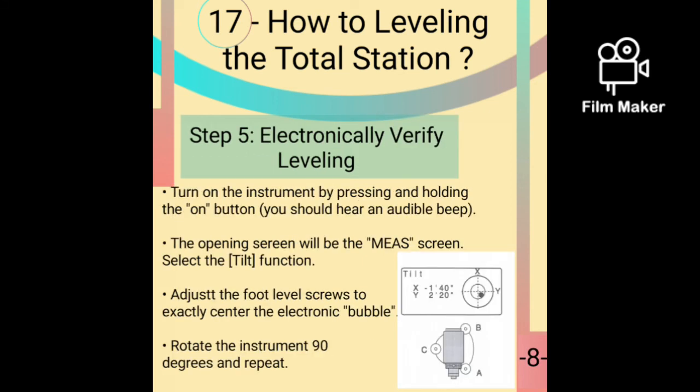Step 5. Electronically verify leveling. Turn on the instrument by pressing and holding the on button; you should hear an audible beep. The opening screen will be the MES screen. Select the tilt function. Adjust the foot level screws to exactly center the electronic bubble. Rotate the instrument 90 degrees and repeat.